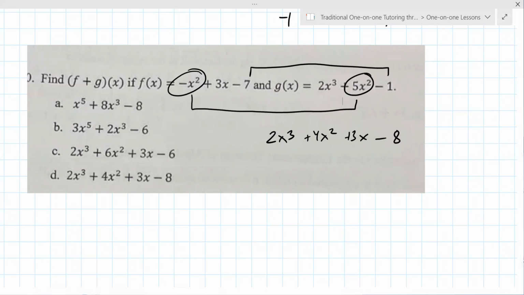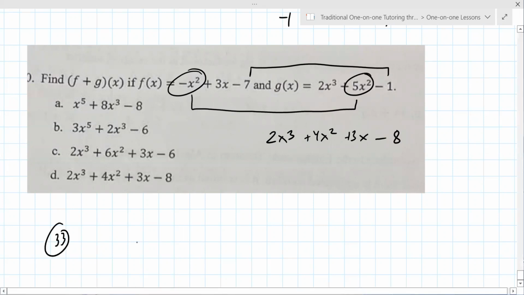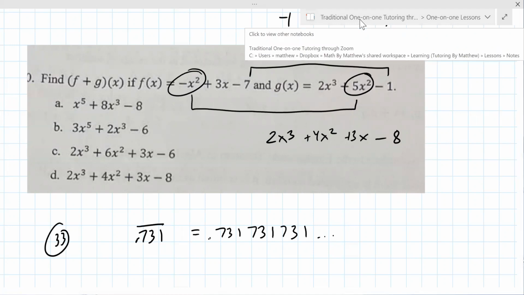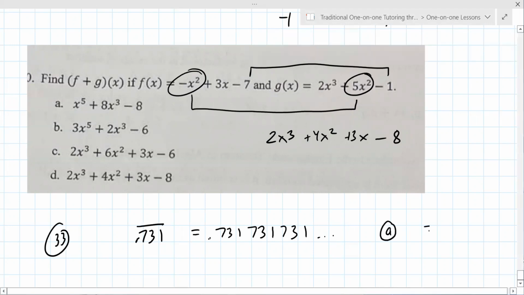Just to comment on the last problem there, 33. 0.731 repeating means 0.731, 731, 731. So if you put them on your calculator, please be sure to find the one that actually does repeat. Which, I mean, the answer is A, but the important thing is that you know what repeats and what doesn't.